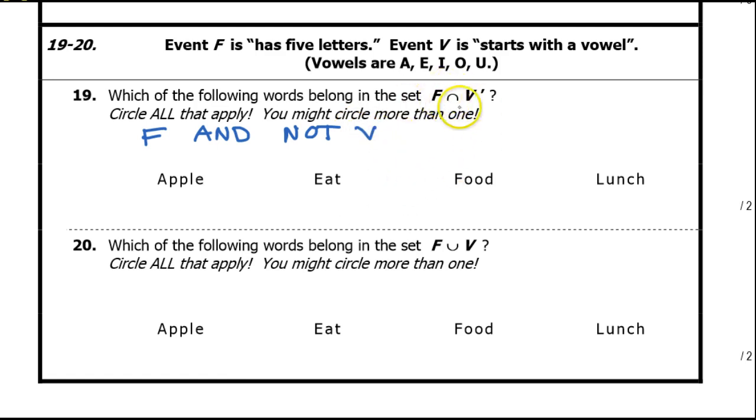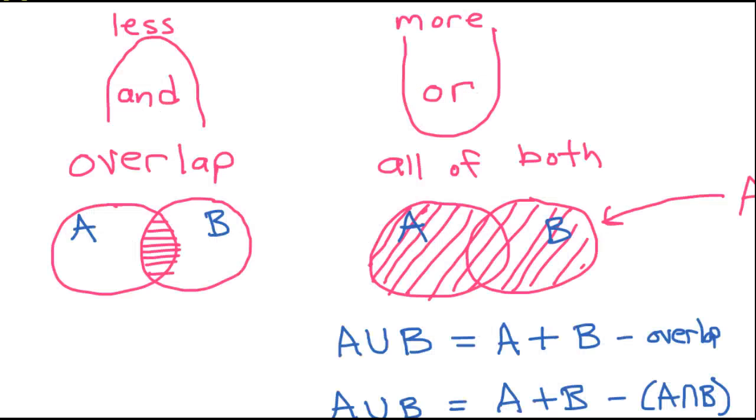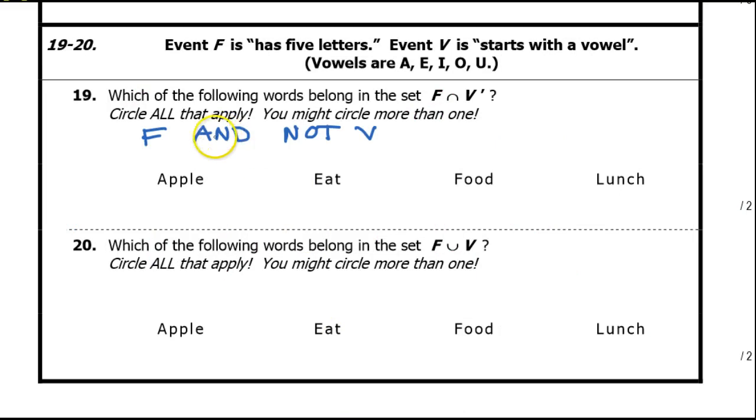Okay, so remember that and is less. I'm going to use that concept right now because this is an and problem. So I'm going to start with F. F means 5 letters. So let's see, apple, that's 5 letters. That's not 5 letters. That's not 5 letters. This is 5 letters.